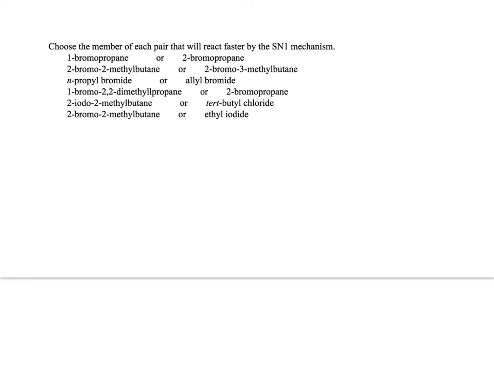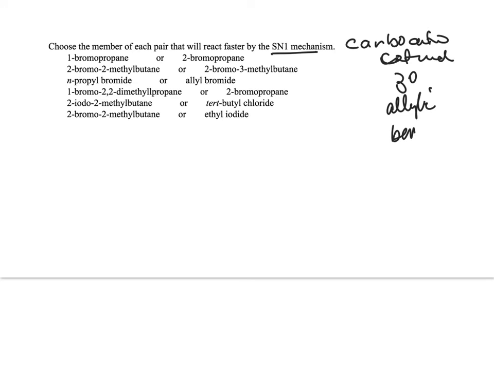Okay, choose the member of each pair that will react faster by the SN1 mechanism. Okay, SN1 always gives you a carbocation intermediate. So when you're dealing with a carbocation intermediate, tertiary are more stable, allylic are, and benzylic are. Okay, so you have to stabilize the carbocation. If you get a secondary, you have to keep in mind rearrangements.